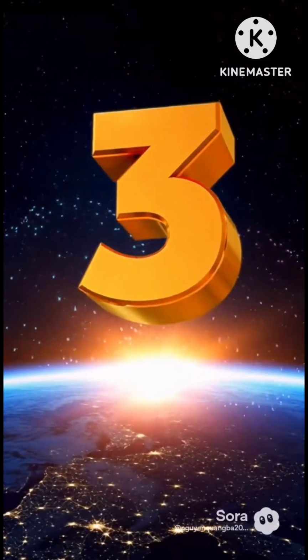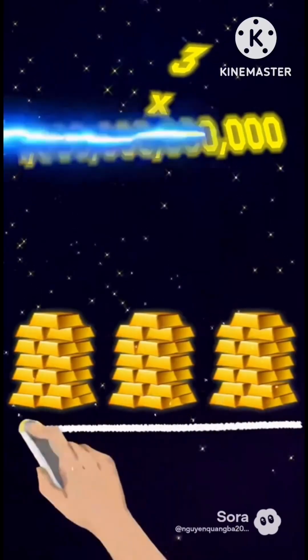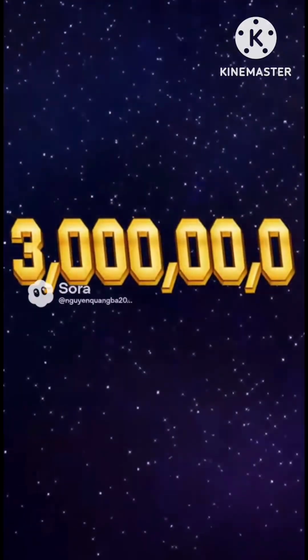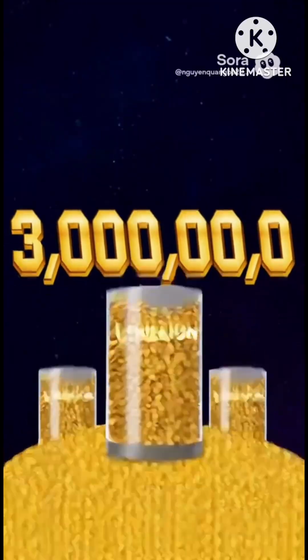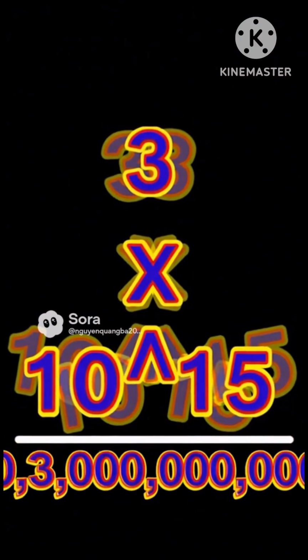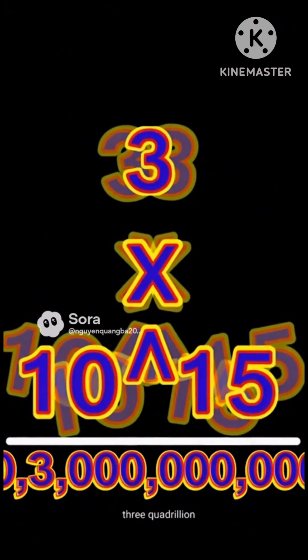Can you add it? 3 times 1 billion? Here's 1 trillion, and another, and one more. Add them all together. Boom, that's 3 trillion. 3 times 1 trillion equals 3 trillion. Simple, but seriously, what's 3 times 10 to the 15th power? That's a 1 with 15 zeros. Multiply it by 3 and you get 3 quadrillion.